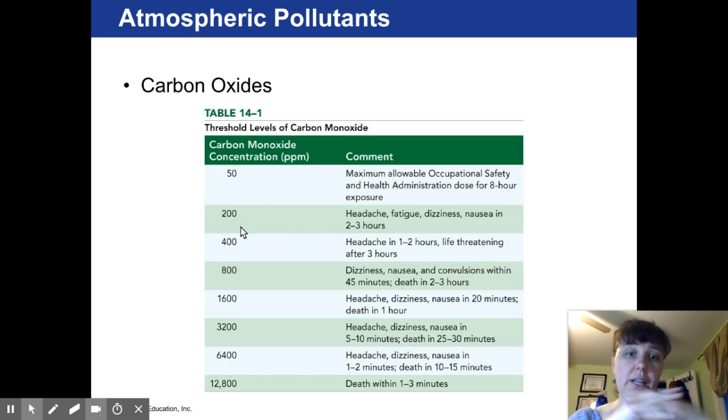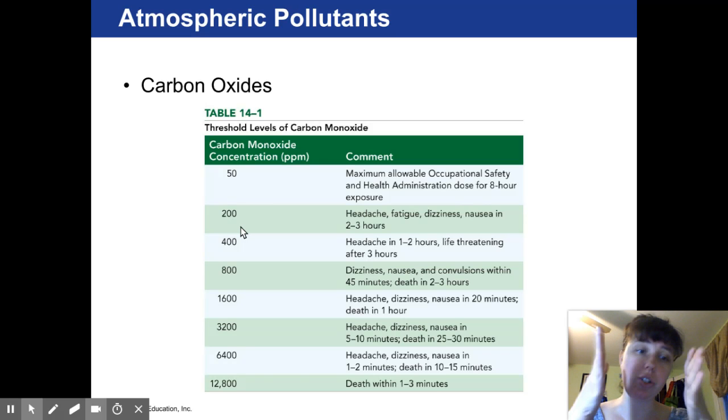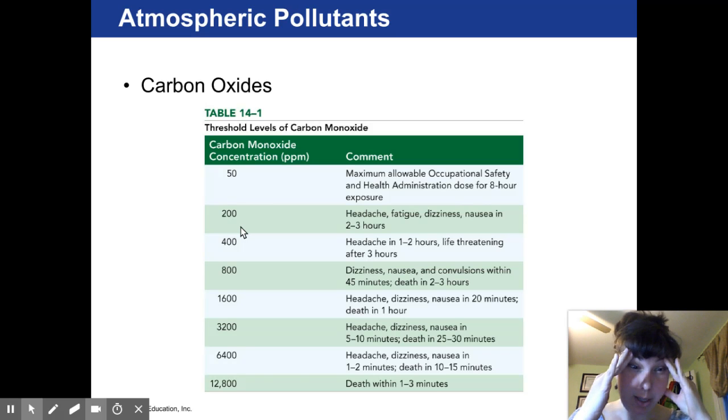If I have 400, it creates headaches and becomes life-threatening after 3 hours' time. At 800, you will see dizziness, nausea, even convulsions of the body within 45 minutes. And if I don't get you out of there, it can cause death within 2 to 3 hours as you slowly suffocate. 1,600: headaches, dizziness, nausea within 20 minutes, death within 1 hour, and so on and so forth. You get the picture. Carbon monoxide, very bad. We can't breathe it. It will suffocate us.